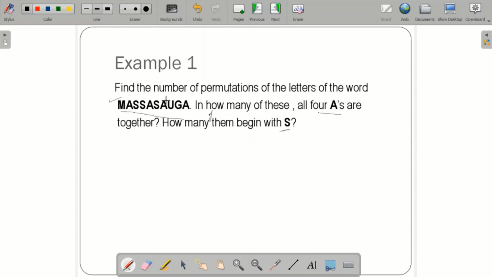The first one is a basic problem which we had already solved in the previous session. In the same way, let us write this word as it is: M-A-S-S-A-S-A-U-G-A. The given word has 10 letters: 1, 2, 3, 4, 5, 6, 7, 8, 9, 10 letters.